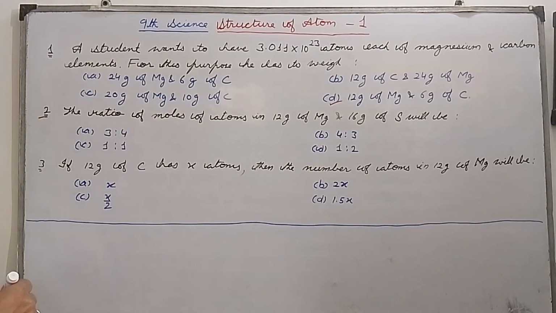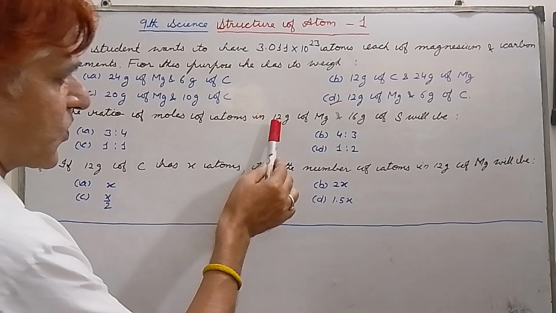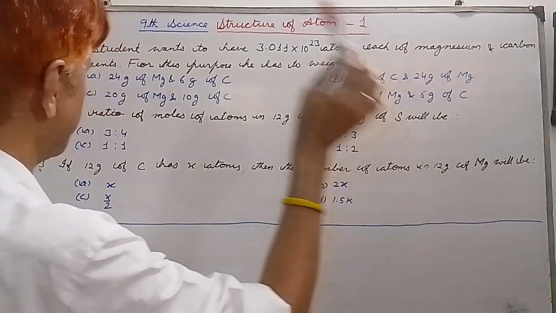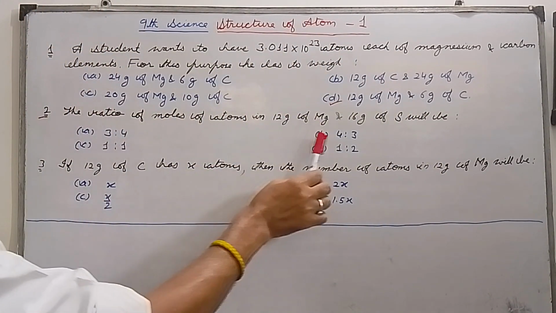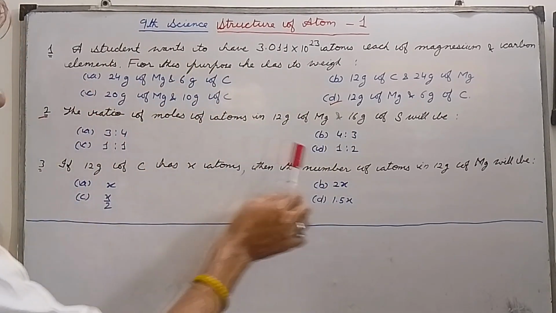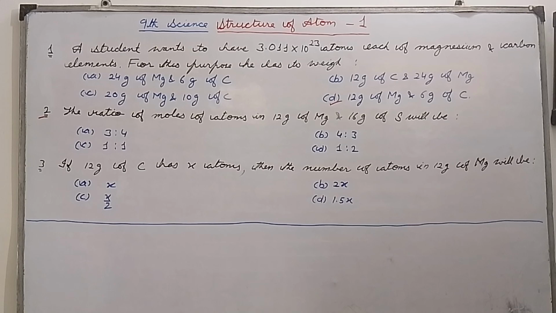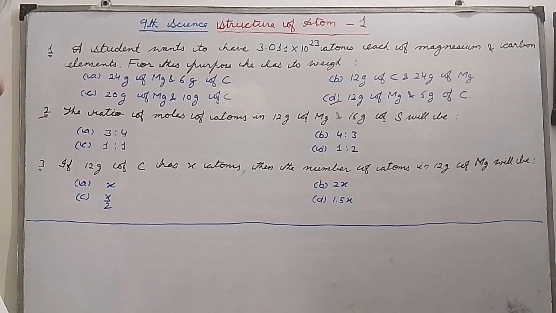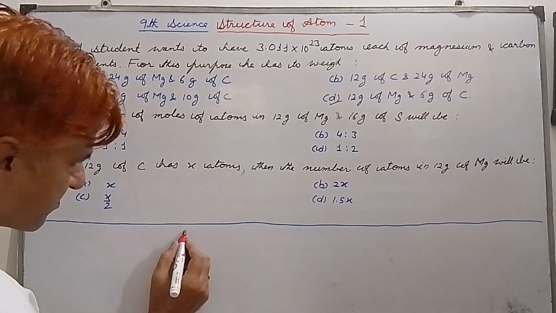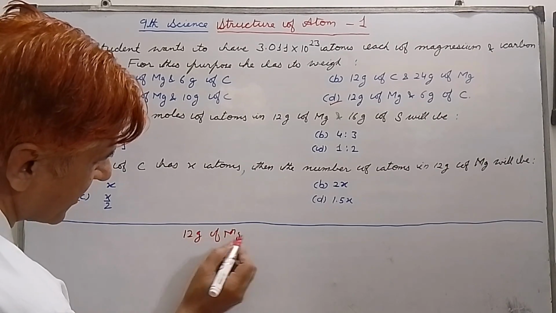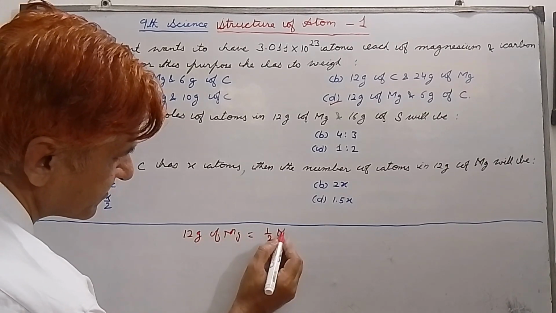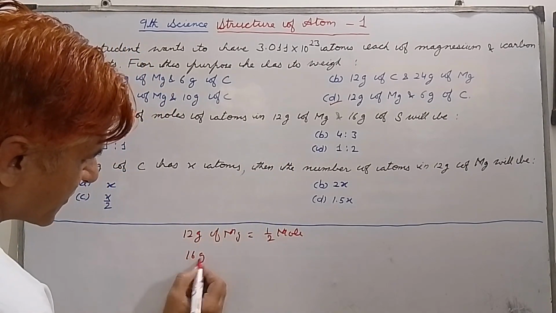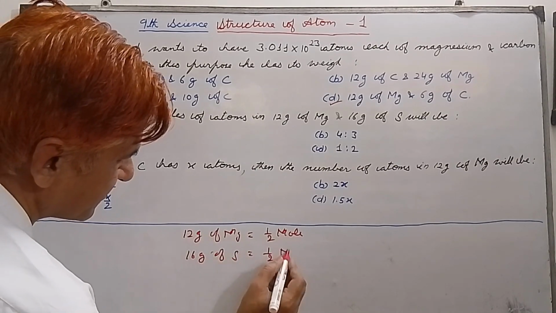Question number 2. The ratio of moles of atoms in 12 gram of magnesium and 16 gram of sulfur will be, first option is 3:4, B is 4:3, C is 1:1 and D is 1:2. So first of all we will find how many moles are there in 12 gram of magnesium and 16 gram of sulfur. So 12 gram of magnesium will have how many moles? Half mole. And the 16 gram of sulfur will also have half mole.